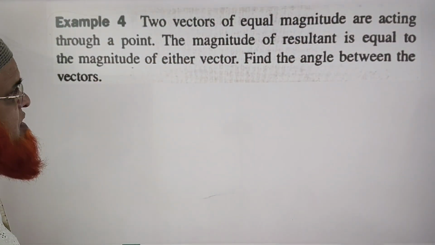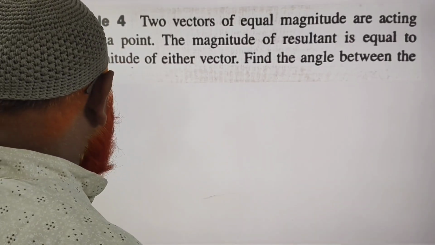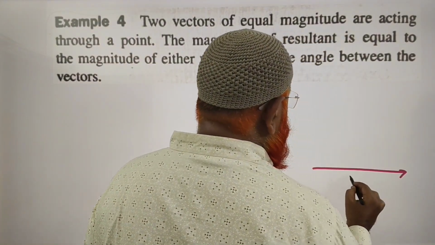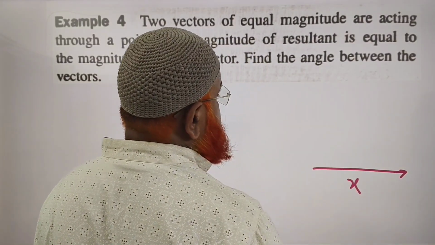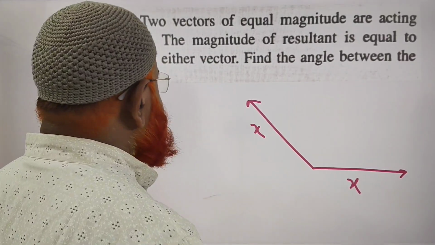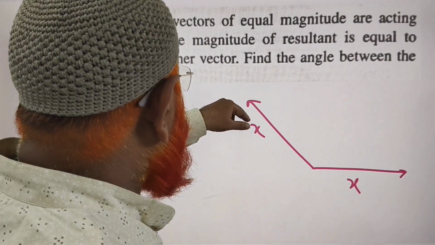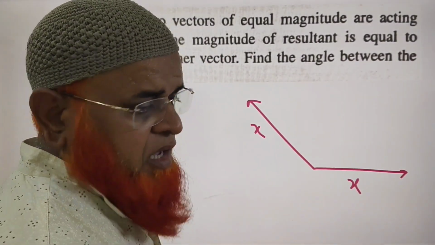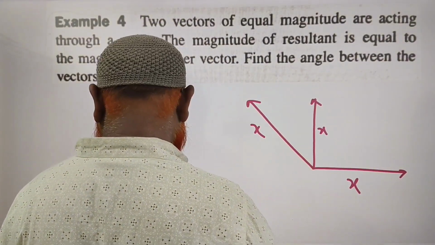Next, two vectors of equal magnitude are acting at a point. The magnitude of the resultant is equal to the magnitude of either of the vectors. So what is the meaning of this? Just see here. There are two vectors. Let this be x and this be x, the same. Two vectors of equal magnitude. The resultant is also the same, equal to the magnitude of either vector. What is the resultant? This is the resultant. This is also the same.